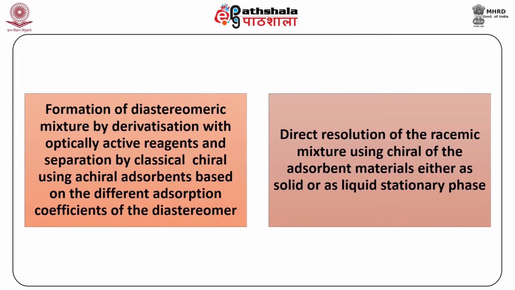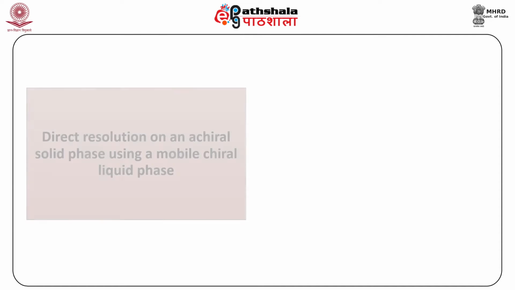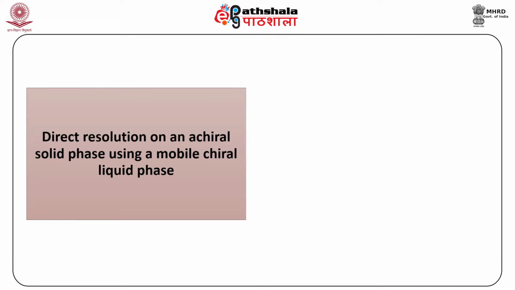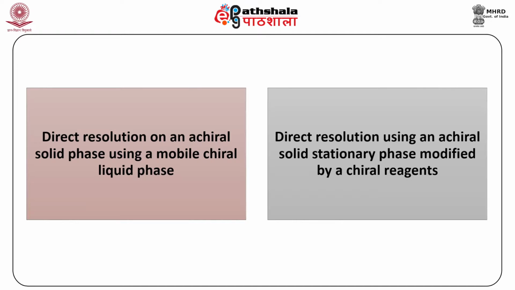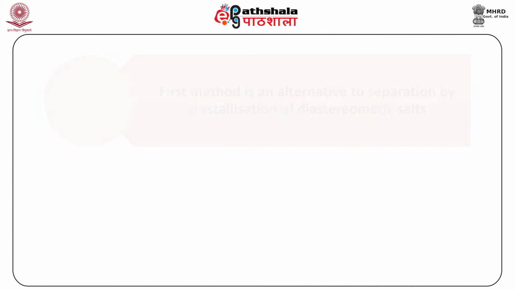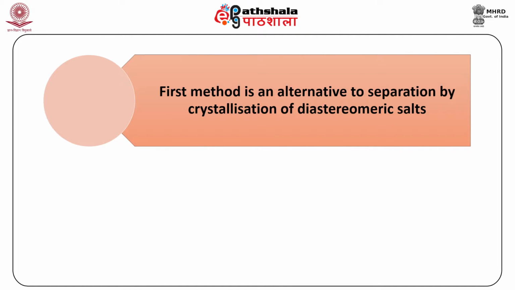Secondly, direct resolution of the racemic mixture using chiral adsorbent materials, either as a solid or as a liquid stationary phase. Thirdly, direct resolution on an achiral solid phase using a mobile chiral liquid phase. And finally, direct resolution using an achiral solid stationary phase modified by chiral reagents. The first method is an alternative to the separation by crystallization of diastereomeric salts.